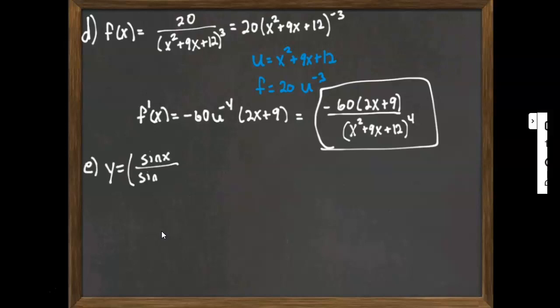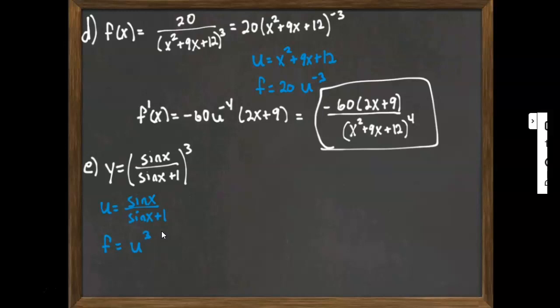Moving on, one last example here. Consider the function here, y equals sine x over sine x plus 1 to the third. There's really two ways to do this problem, at least two. The way we're going to do it is realize that this is a composite function where u is that fraction inside, sine x over sine x plus 1.